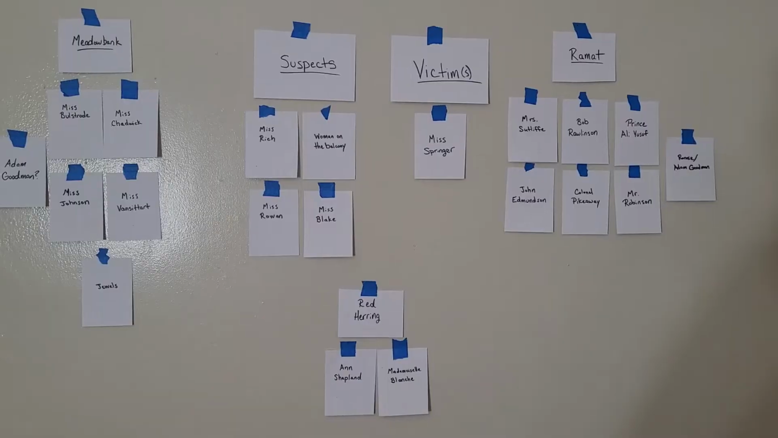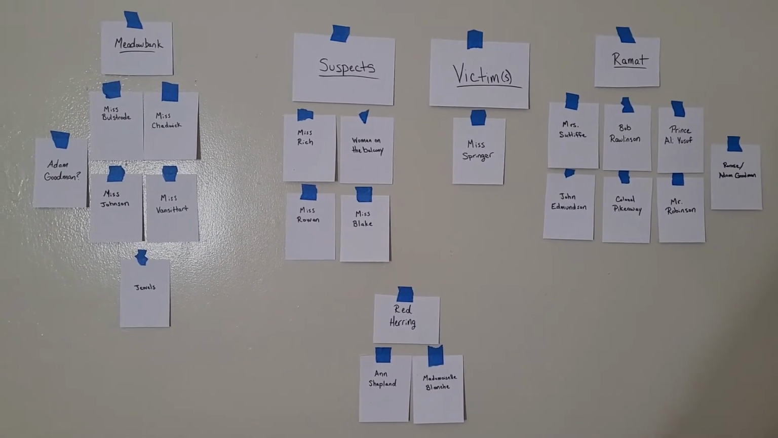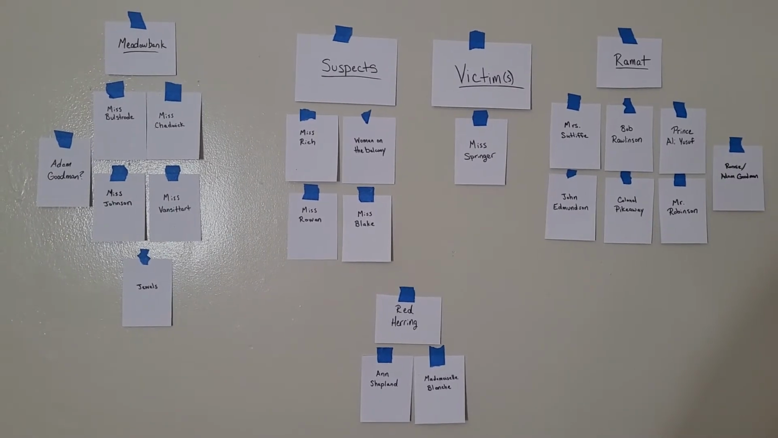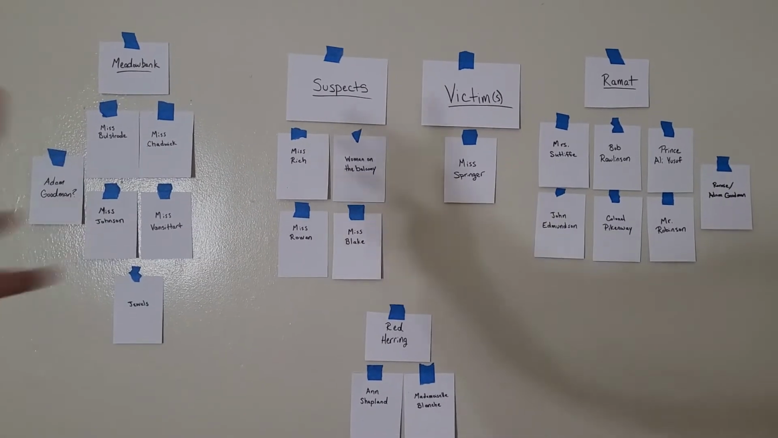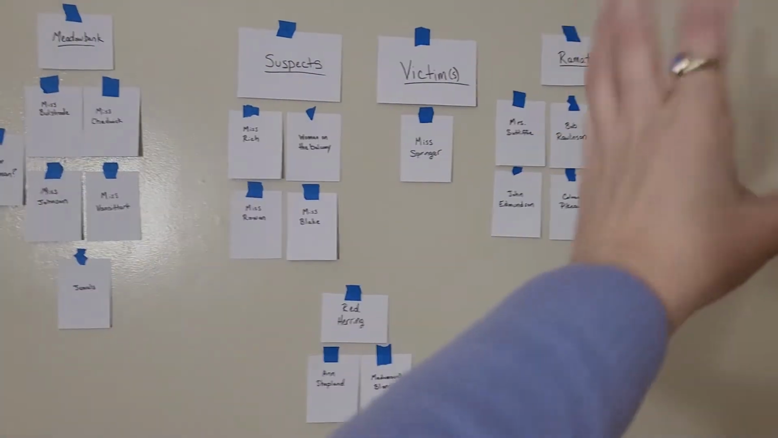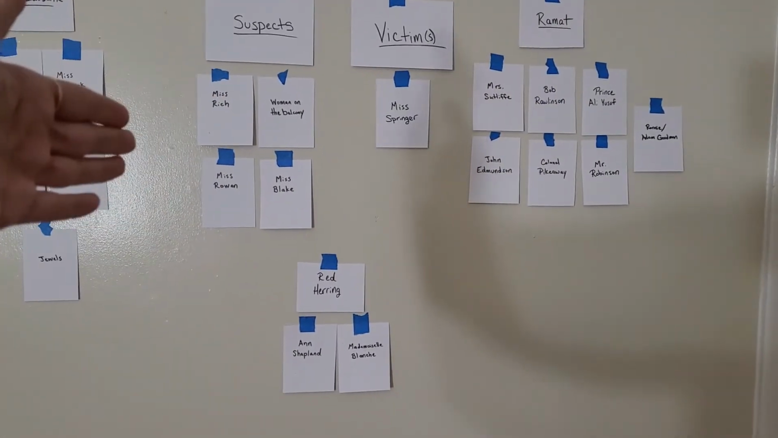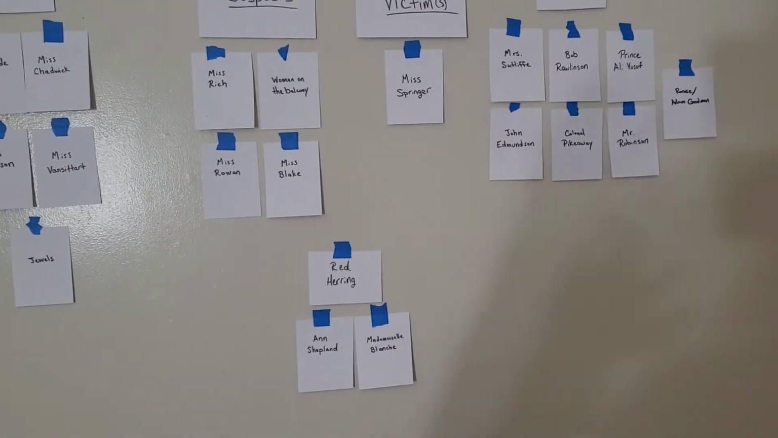Okay, so I'm just going to do a quick little voiceover. This is the board so far, what it looks like. And as you can see, I've got my Meadowbank people, I've got my suspects and victims, and I've got Ramat over there. So that is everybody that I made cards for. And I've got them all separated.